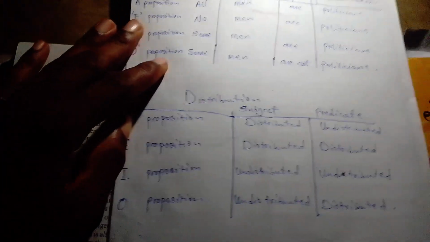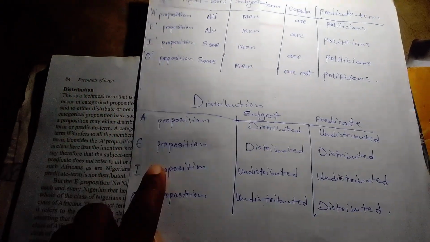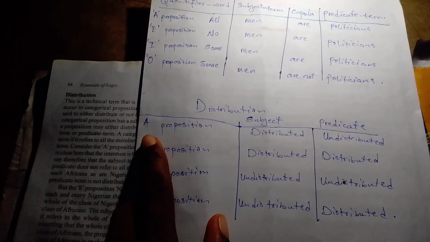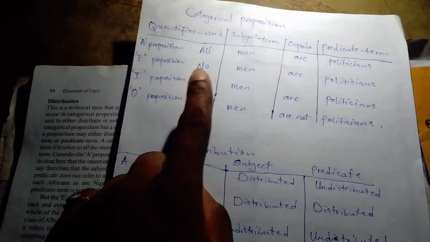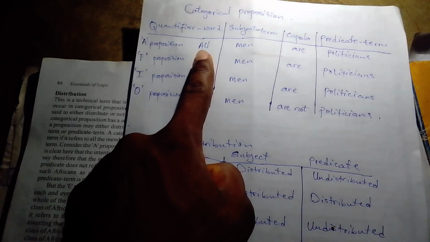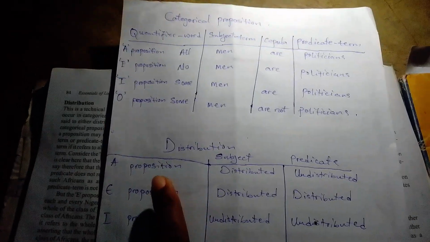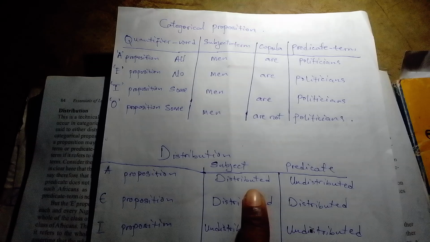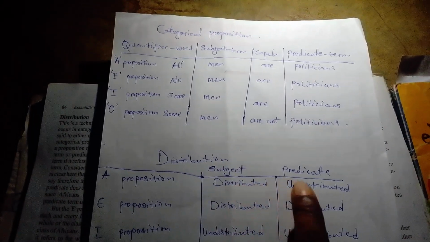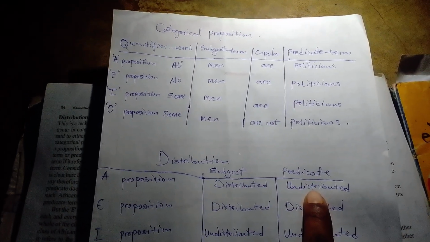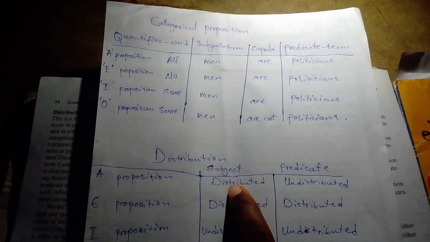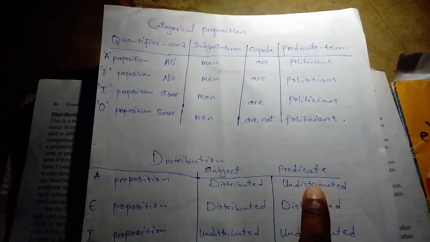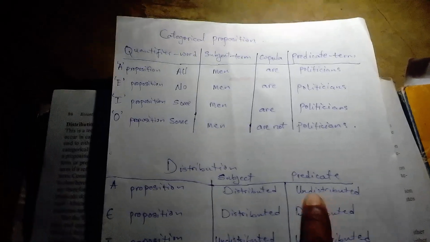Therefore universal and particular are the quantity, and affirmative and negative are the quality. Looking at the distribution table, anywhere you see an A proposition, any statement that starts with all, know that the subject term is distributed and the predicate term is undistributed. The subject term can be distributed, but you cannot distribute the predicate term.